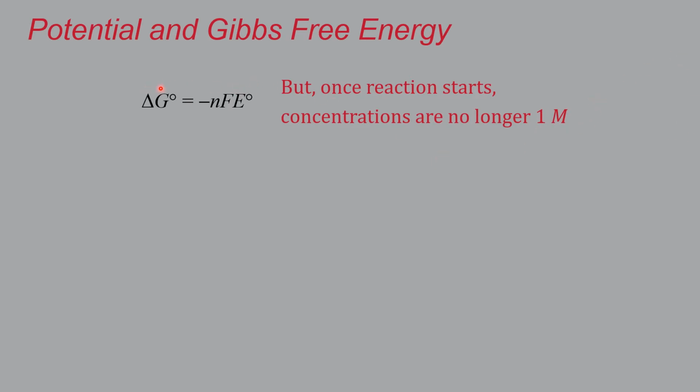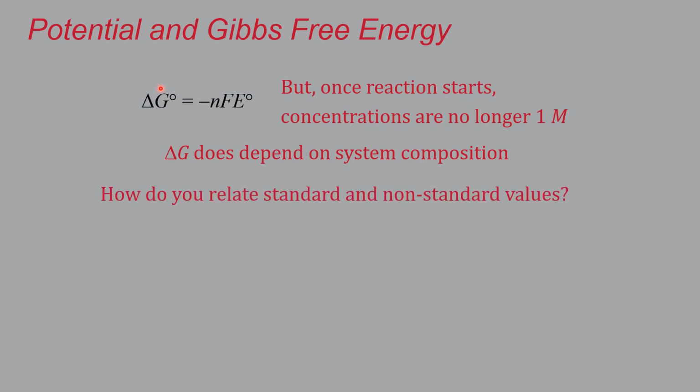Same thing goes for the standard Gibbs free energy change. And from the previous chapter, we did determine that the free energy change for a particular process actually does depend on the system composition. So the question is, how do you relate the standard cell potential and the standard Gibbs free energy change to the cell potential and the expected Gibbs free energy change for non-standard values? And the solution actually looks a lot like it did for free energy changes.